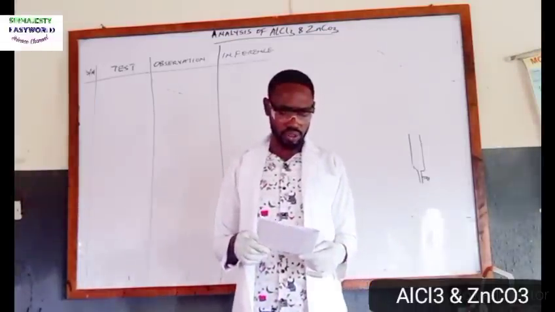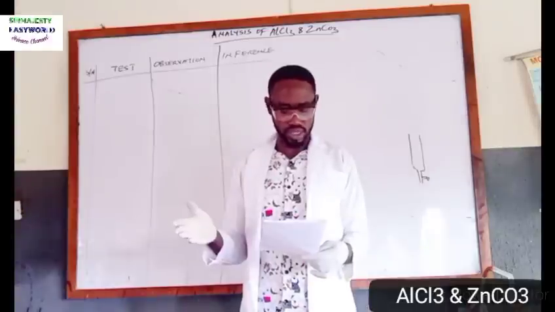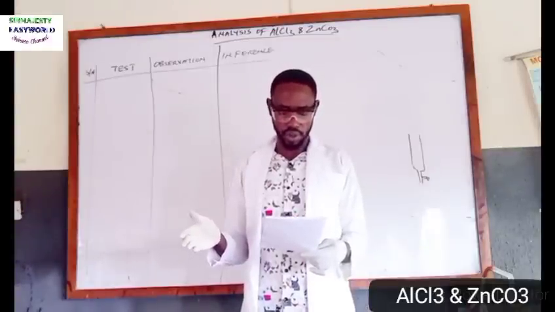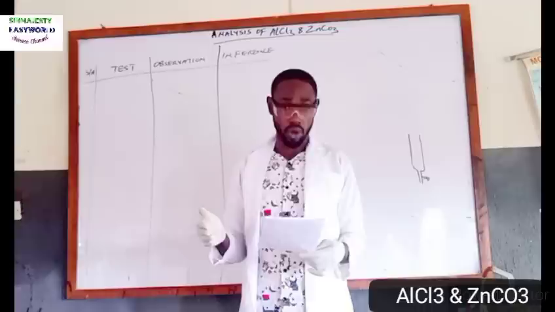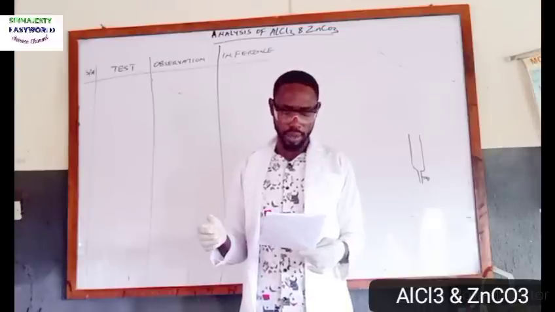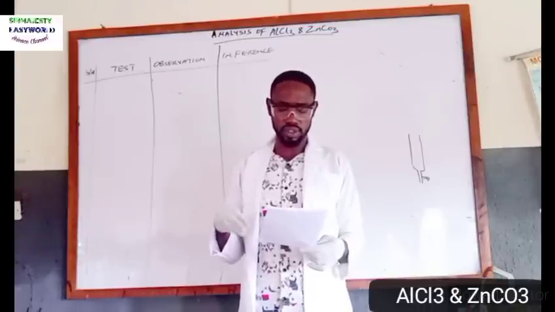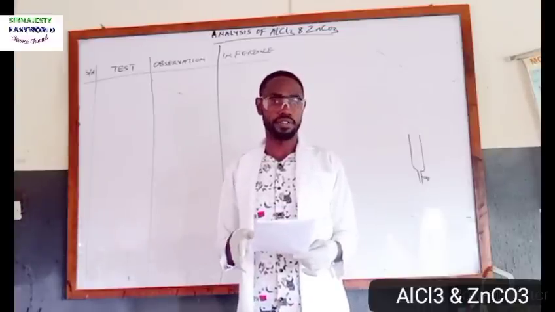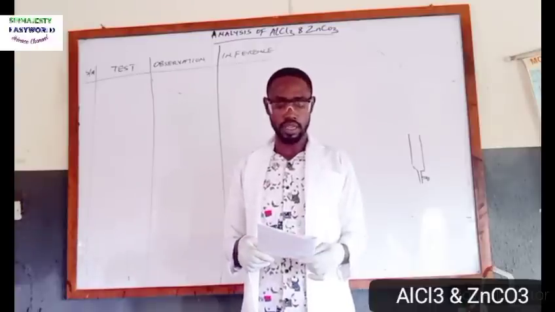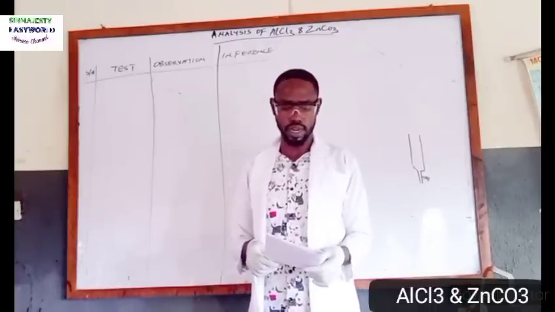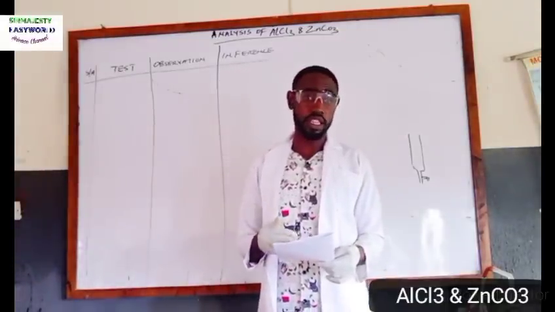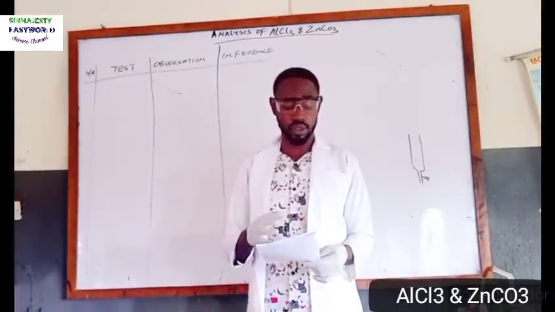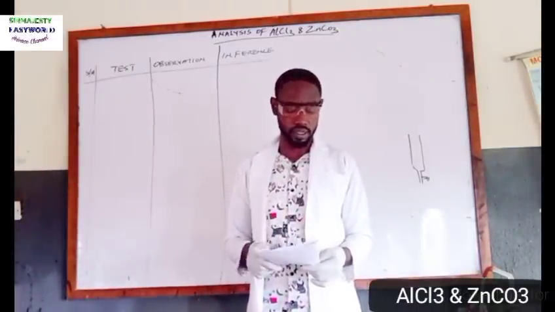Then the first question says, to the first portion, add drops of the first solution of Y. Or you might also be told to add about half spatula of X into the first solution of Y. Remember here, Y is actually aluminium chloride and X is zinc carbonate, but you are not required to call out these names in case of examination. You are just required to follow the steps and carry out the analysis well.